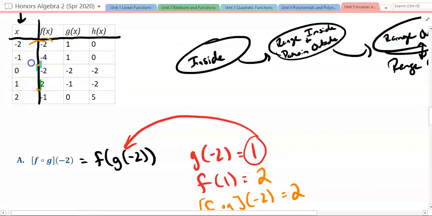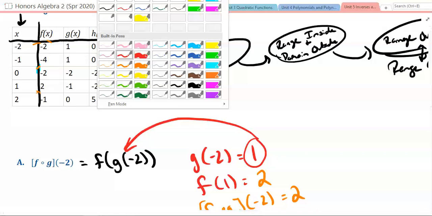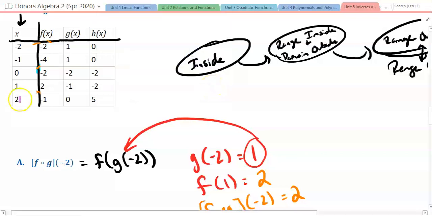H of g of 2. I want you to take a second, pause the video now, and try this one and see what you get. All right, so h of g of 2. Let's look at that. I'm going to start at the 2. Remember which one's inside? H of g. So the g is the inside.